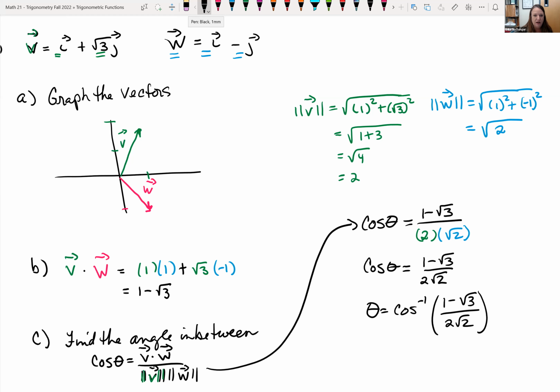So this is not one that we know, and so let's plug that into the calculator. Just make sure to see if they want it in degrees or radians, or give both. So plugging into the calculator, we get theta is equal to cosine inverse of parentheses 1 minus root 3 divided by parentheses 2 times square root of 2. We get cosine inverse of negative 0.146 approximately.